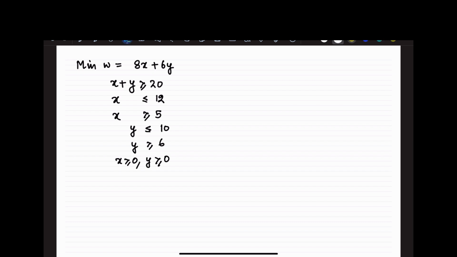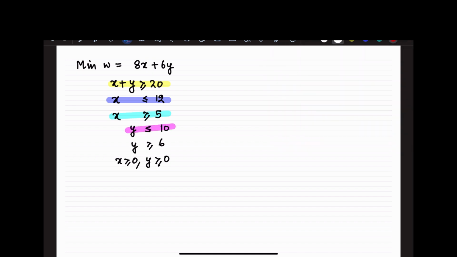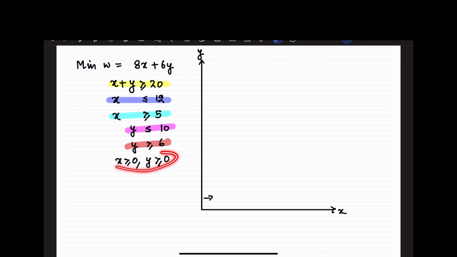Let's say this is the yellow constraint, this is the blue, this is the green, this is the pink constraint, and this is the yellow constraint. So let's plot. So this is the x-axis, this is the y-axis. We have to be in the first quadrant because both the x and the y are non-negative.